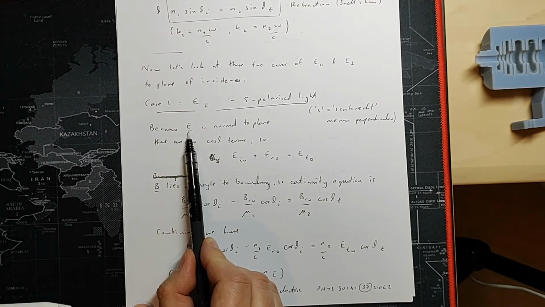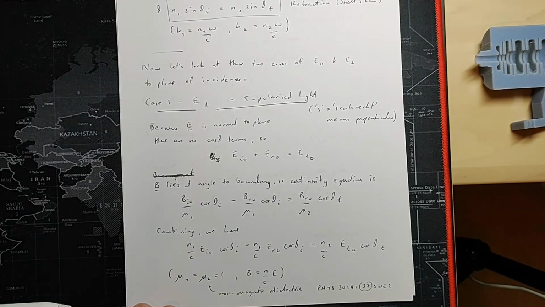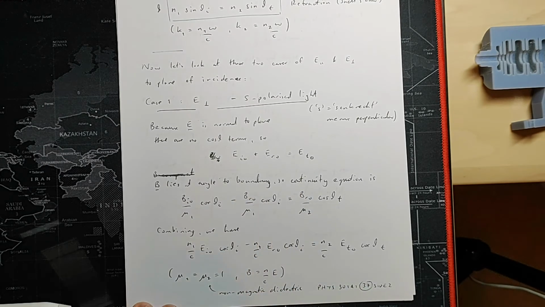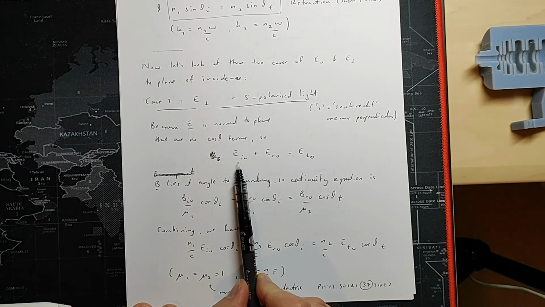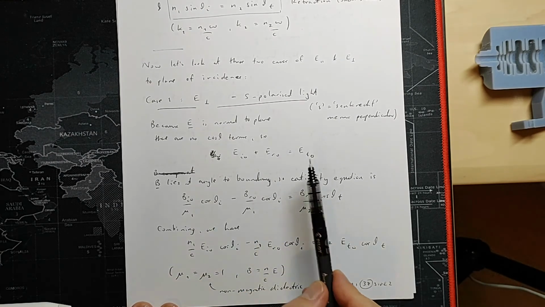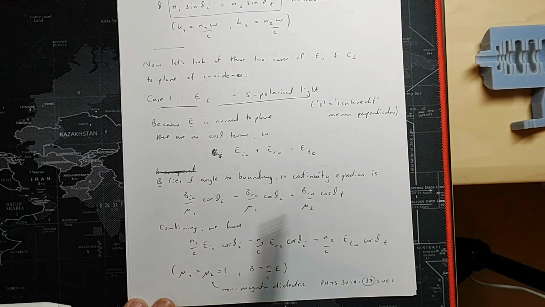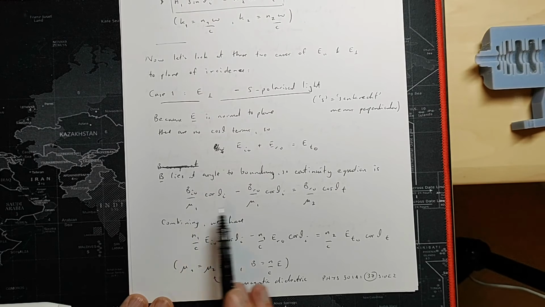Because the electric field is normal to the plane of incidence, there are no cos theta terms in our boundary conditions. Therefore, the electric field at the boundary must be continuous, so that the summation of the incident and reflected components must be equal to the transmitted component electric field. However, the magnetic field lies at an angle to the boundary, so its continuity equation must have a cos theta component for each of the components, remembering of course that the boundary condition is for H and not for B, so I have to include the mu values.